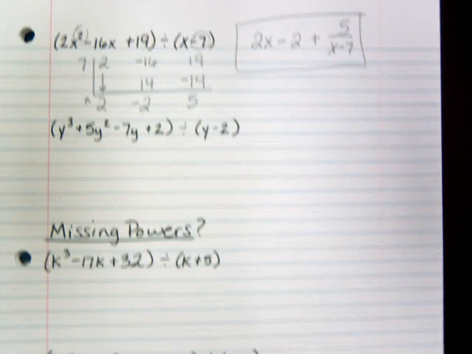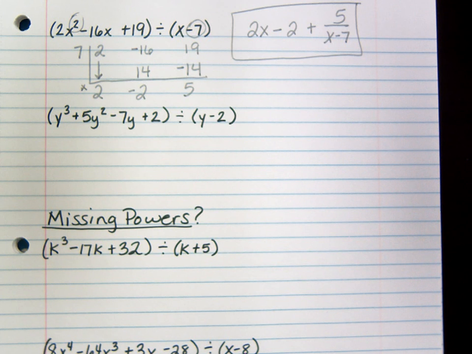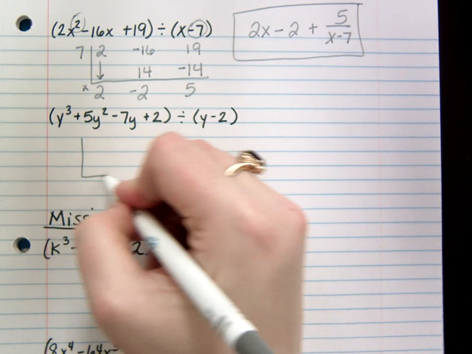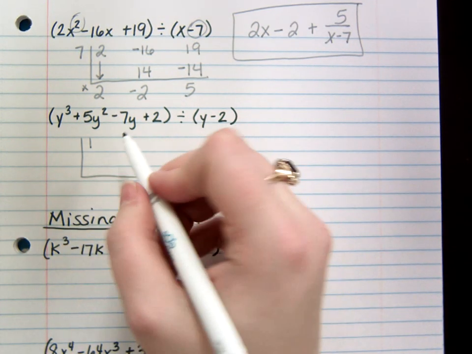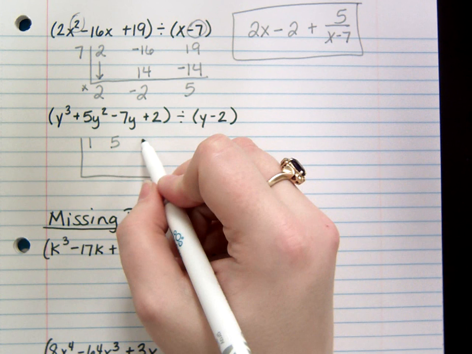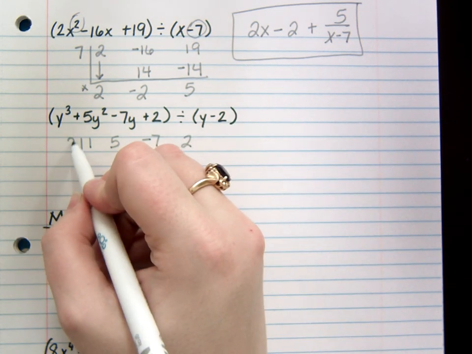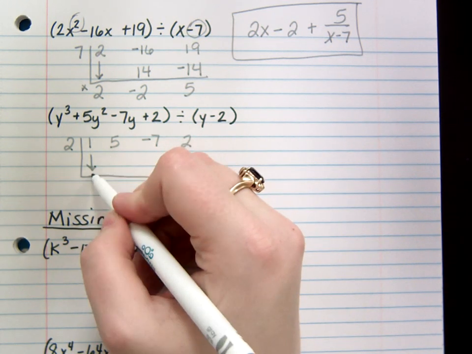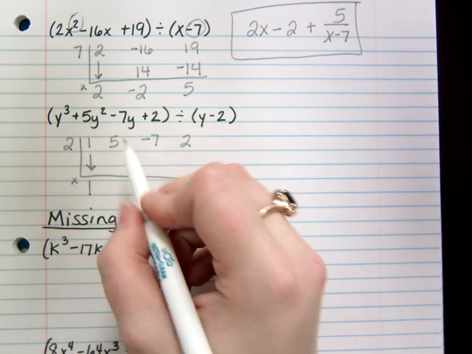This also is true even if it's not a trinomial you're dividing on. So this one here, you have a polynomial, 4 terms, 1y cubed, 5y squared, negative 7y, and 2. We're going to divide on the outside here. We're going to use a positive 2. First term, bring it down. On the outside you multiply. 1 times 2 gives me 2.